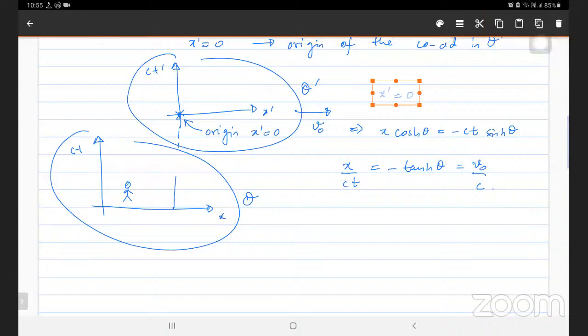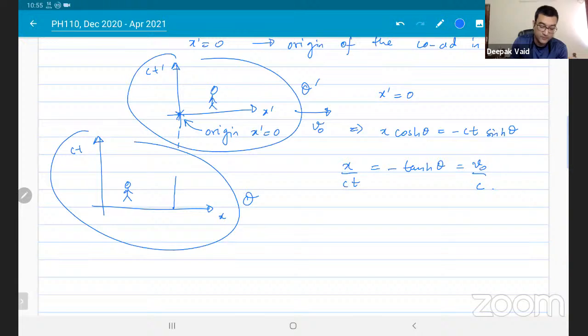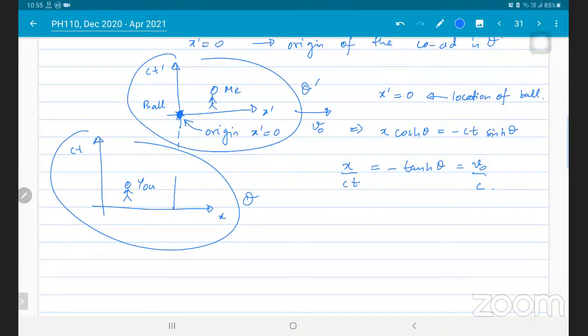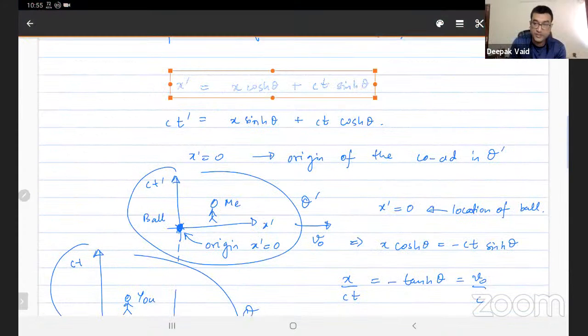Yes, sir. I'm looking at the origin of O prime. This is me, this is you. I put a ball at the origin of my coordinate system. What is the location of my ball in my frame of reference? X prime, 0. Now X prime has to satisfy this equation, right? Yes, sir.